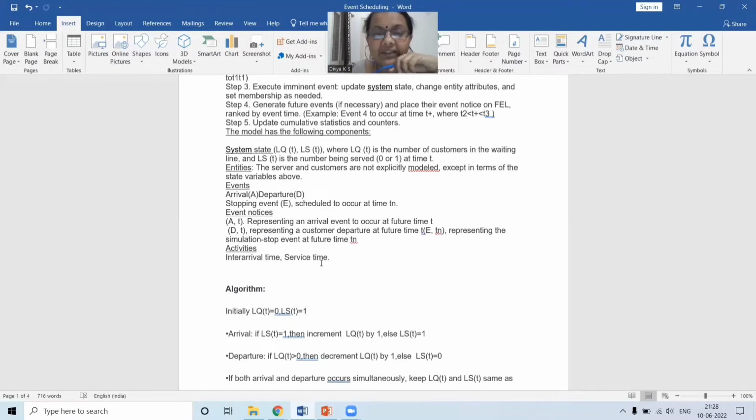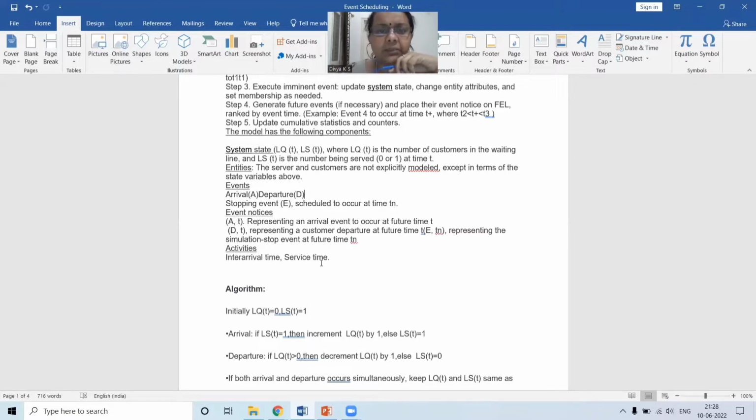And the stopping event E. E means some problem will tell it will be finishing at the 23rd second or it will be finishing within 5 hours. So that is called the stopping event E. So you have to know mainly the terms L of S of T, L of Q of T, and arrival A, departure D, and the stopping event E. And we will make a future event list. And clock also has an important value in this problem.